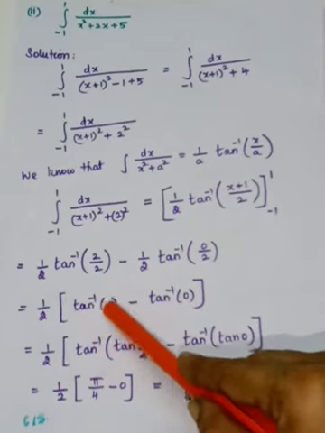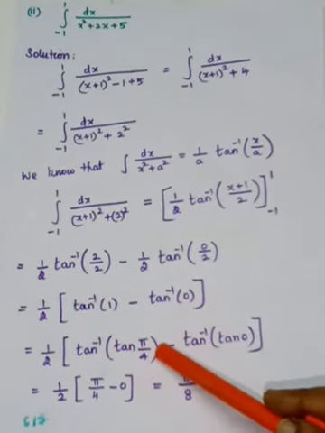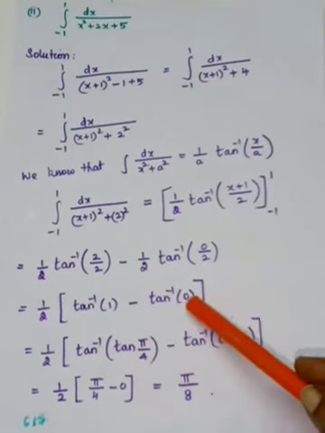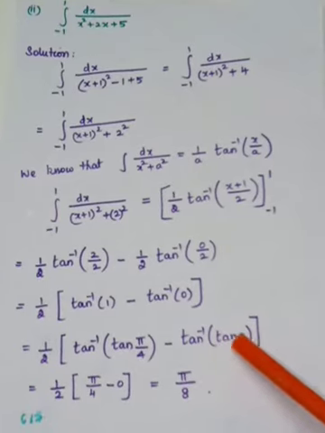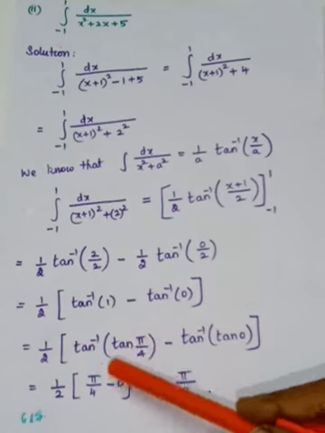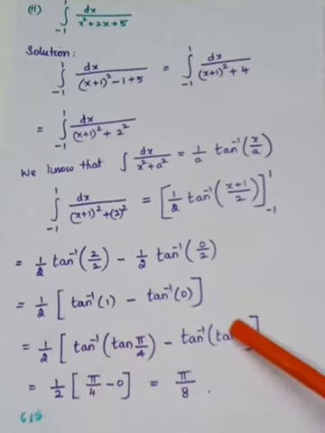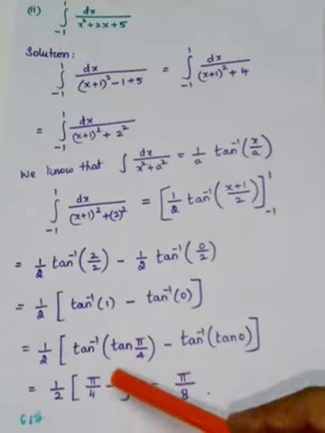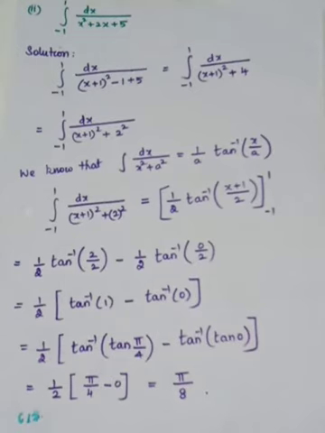Okay. So this 1 can be written as tan pi by 4, tan 45 degree, and 0 can be written as tan 0. So they are inverse functions. So tan inverse tan getting cancelled, you are having pi by 4 minus here 0. So when you multiply these two, your answer is pi by 8.